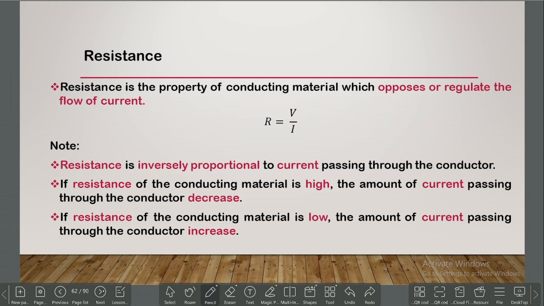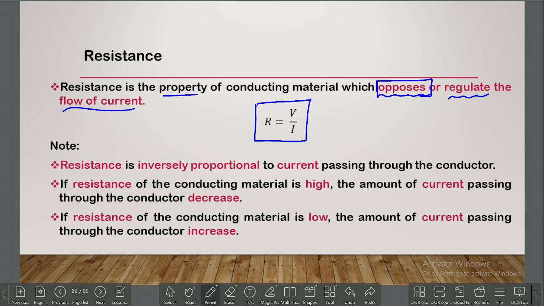And how do we define the resistance? It's a property of the conducting material. Each and every conducting material has a certain property, which is to oppose or regulate the flow of current. That means resistance is defined as the property of the conducting material which opposes the flow of current.